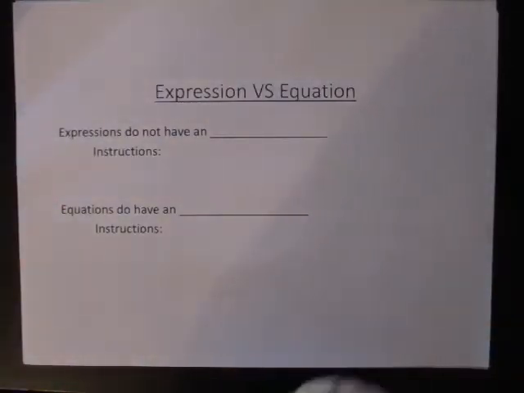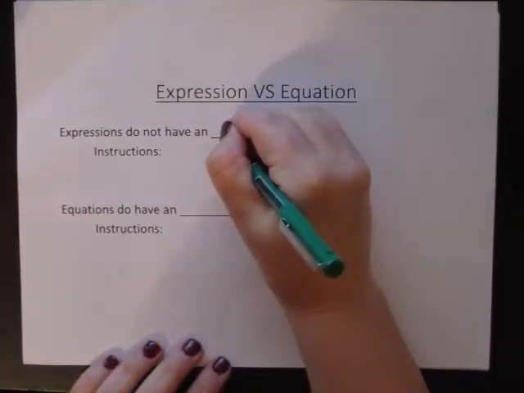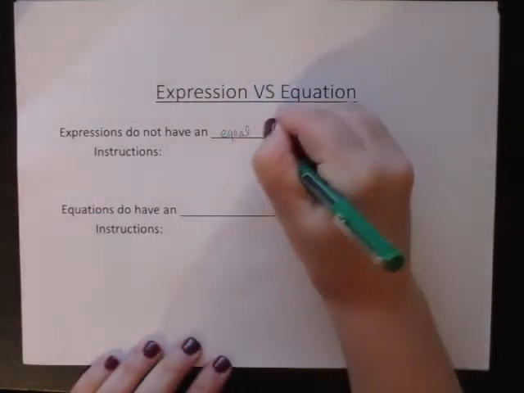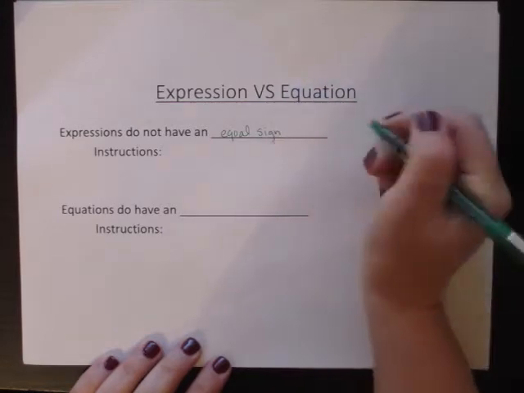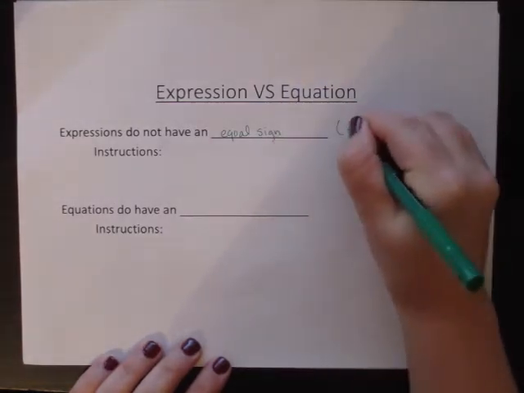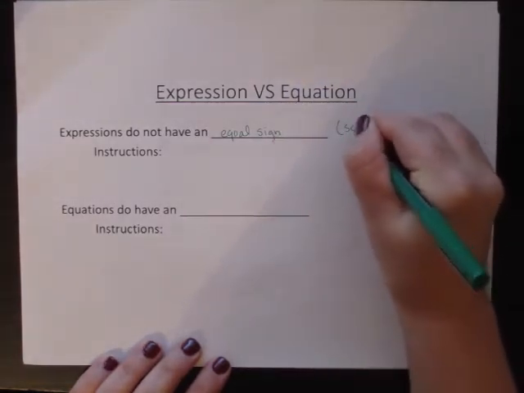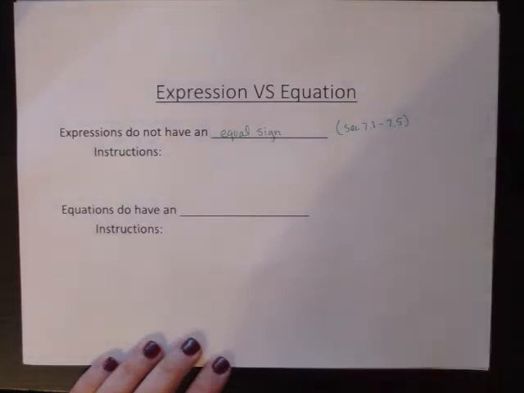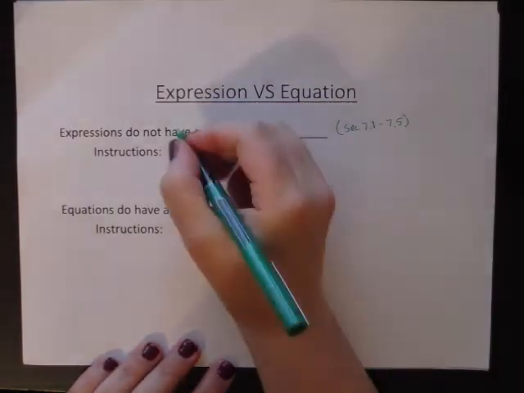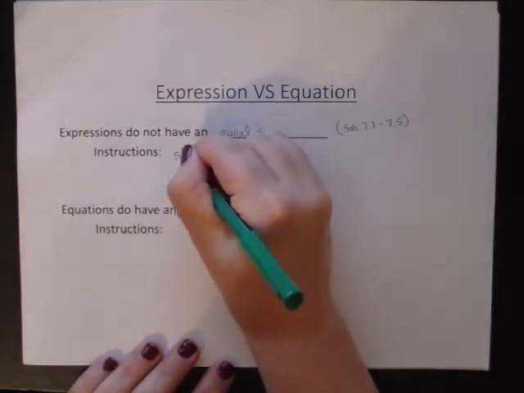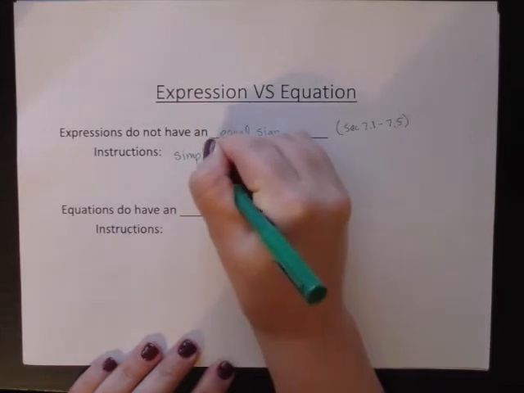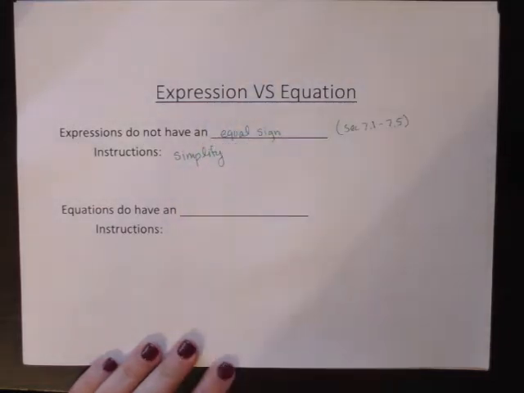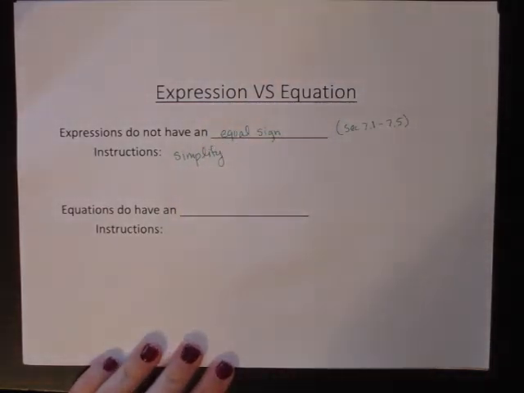Expressions do not have an equal sign. This is exactly what we've been doing in section 7.1 all the way to 7.5. So what we've been doing so far has been dealing with expressions, and all we can do with an expression is simplify. I'll show you on the next slide some examples of that.